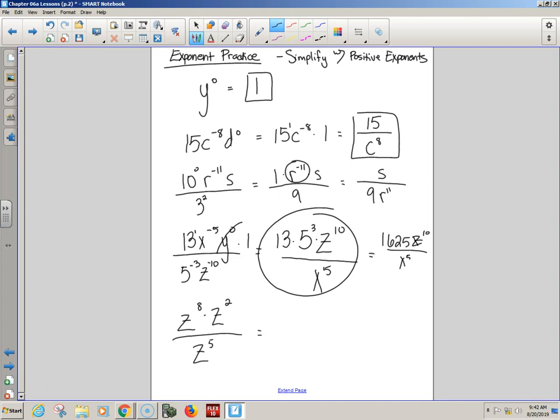Worst case, you can always write them all out and count them all up. How many z's would be left? I'll give you a hint. It's z to the what? How many z's are left? What number is that? It's z to the what power? Double check your counting. I like your method.